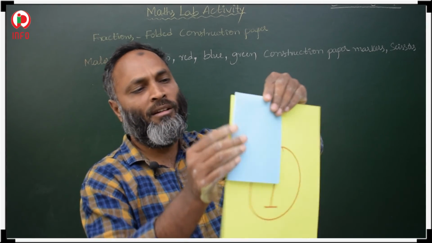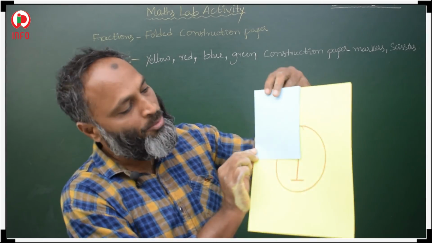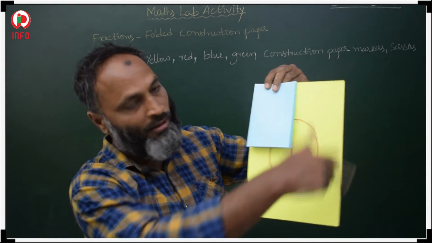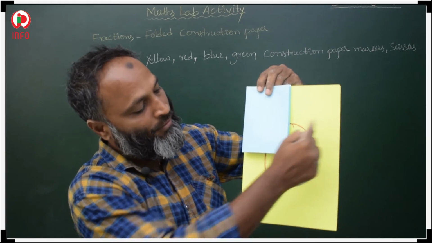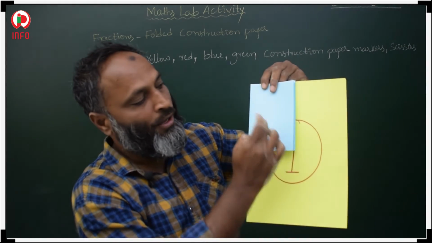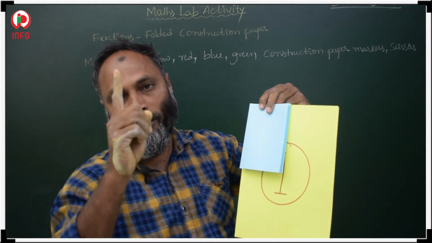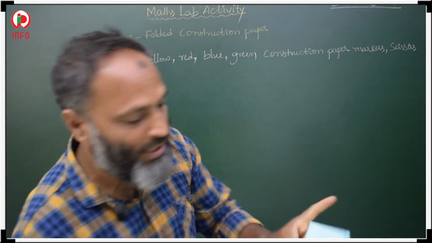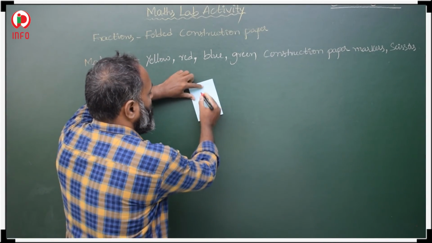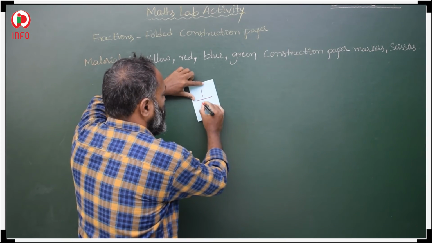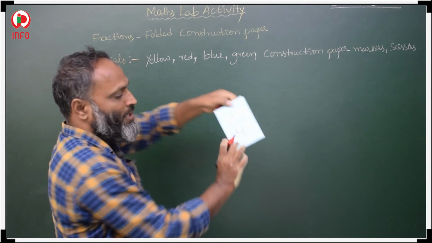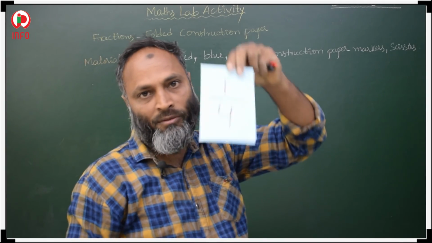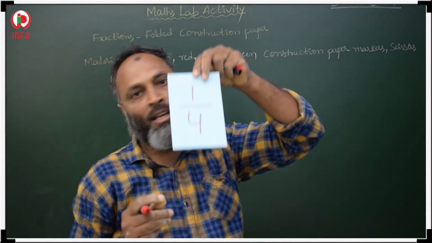Keep it here on your yellow sheet. This portion is 1/4. How many 1/4s make this complete one? 1/4 and here 1/4 and here 1/4 and here 1/4. 4 1/4s make 1. Write 1/4 on the paper, 1 by 4. If you fold twice, each portion represents 1/4, that is a quarter.